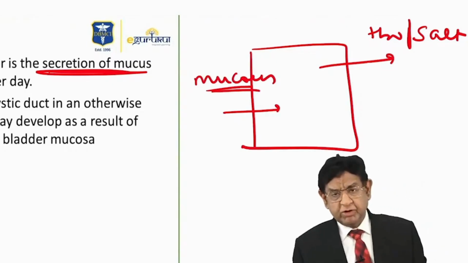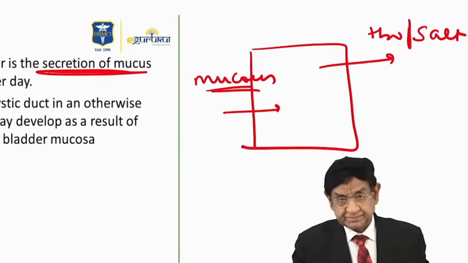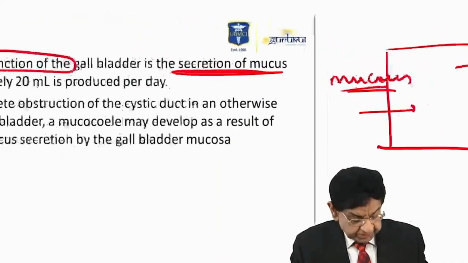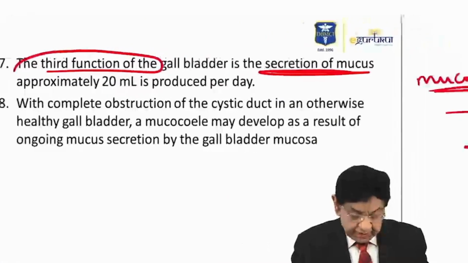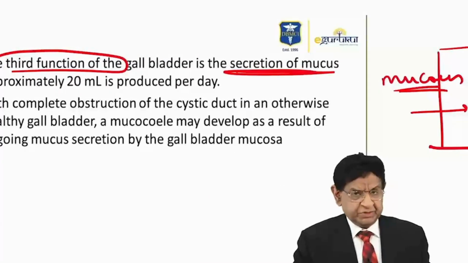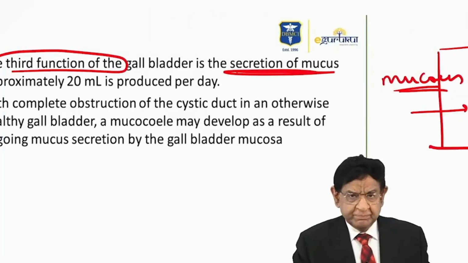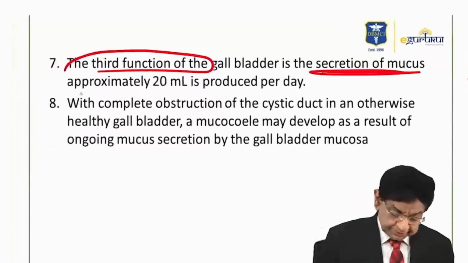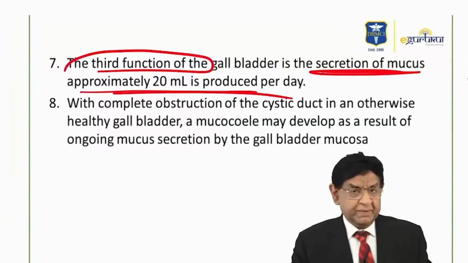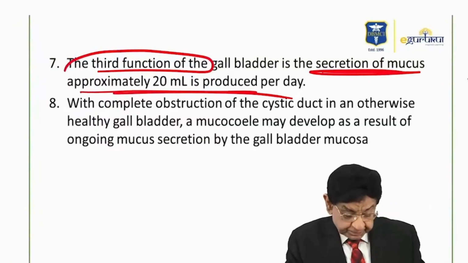The lining of the gallbladder secretes mucus, but not very much. About 20 ml is produced per day. Okay, but it is secreting mucus. Although very little, it is important.